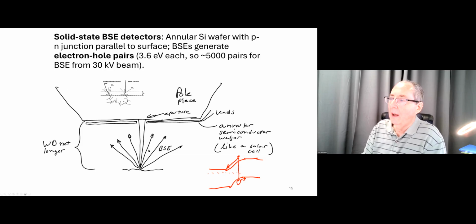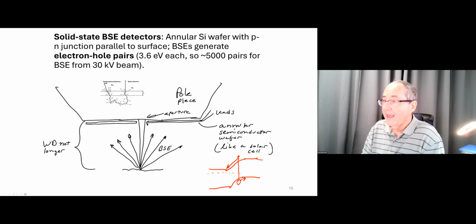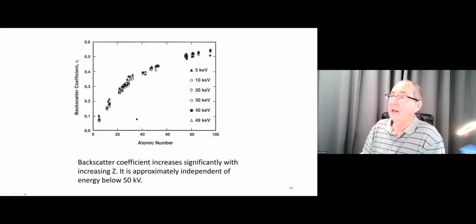Underneath the pole piece, above the specimen, your sample, is basically a solar cell, and it's a PN junction. When backscattered electrons come back off the surface and hit the solar cell, they generate electron hole pairs. You read that signal, and you can tell how many backscattered electrons you're getting. And this is important for the alignment mark.